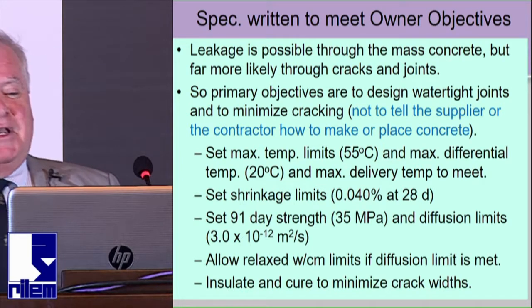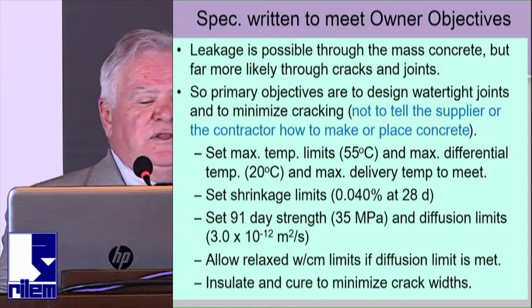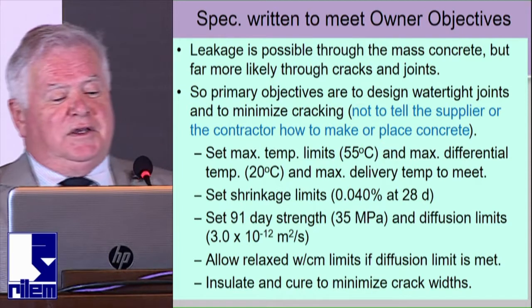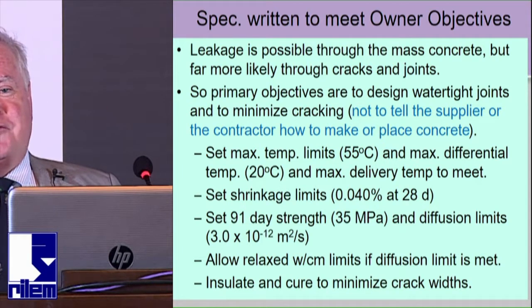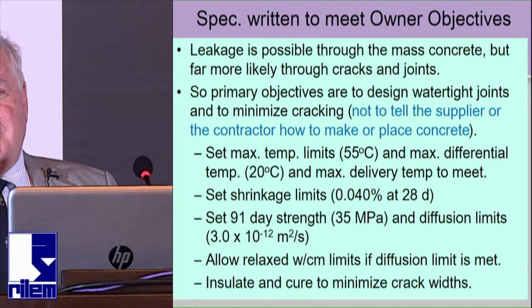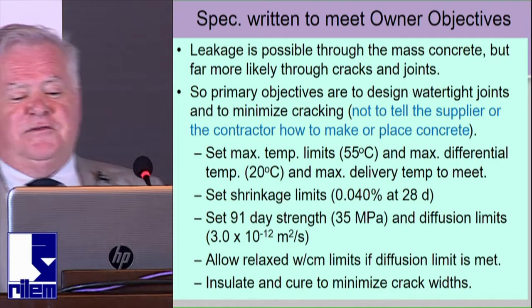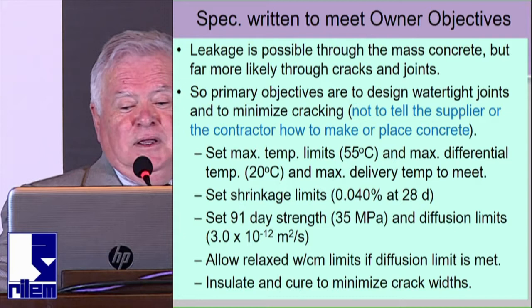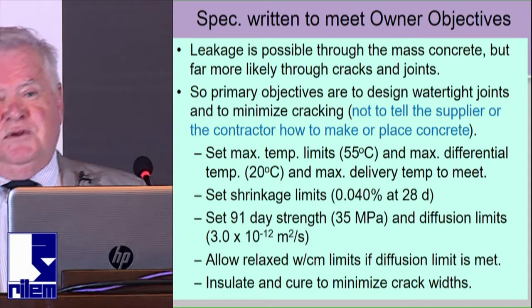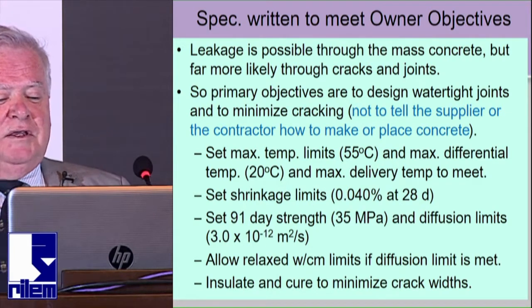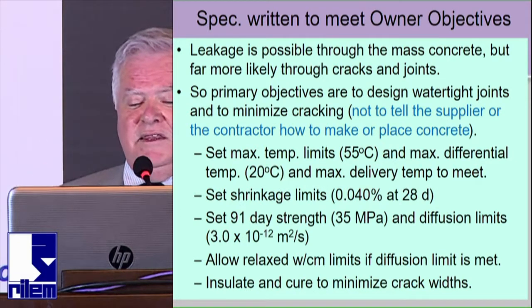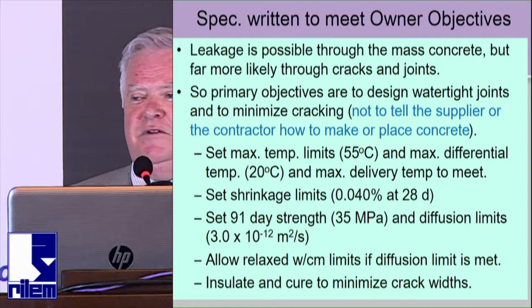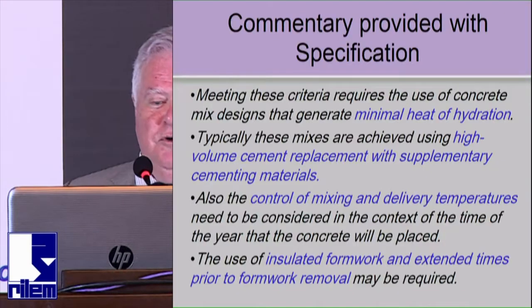So we didn't tell them how to make concrete. We set temperature limits, temperature differential limits, shrinkage limits, and we said, look, the transit station is not going to open for a year, so why specify 28-day strengths? So we specified 91-day strengths. And we set diffusion limits to prevent long-term ingress because there were some chlorides in the groundwater. So we let them come up with innovative ways of achieving that without cracking.